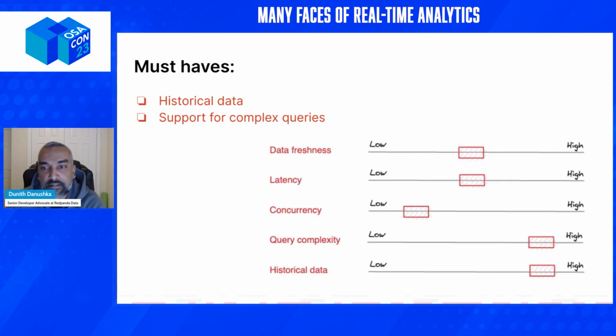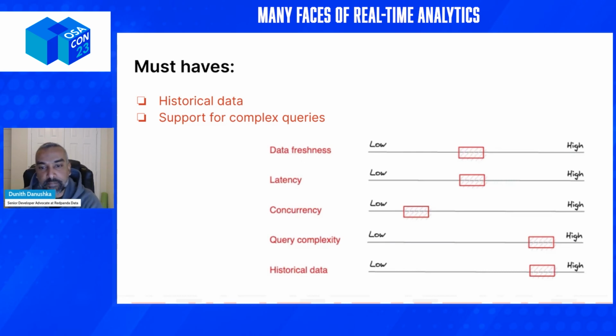When we think about our preset templates, this is how it would look. So must-haves would be historical data and support for complex queries. We need to have a bigger picture, a larger amount of historical data, ideally at least a few months' worth, and also support for complex queries, because there can be multi-dimensional queries, and because of that we need multiple joins between different tables. So the underlying database should support these kinds of things.